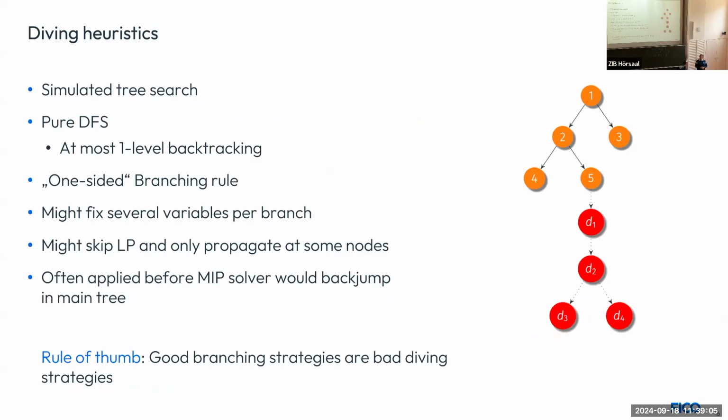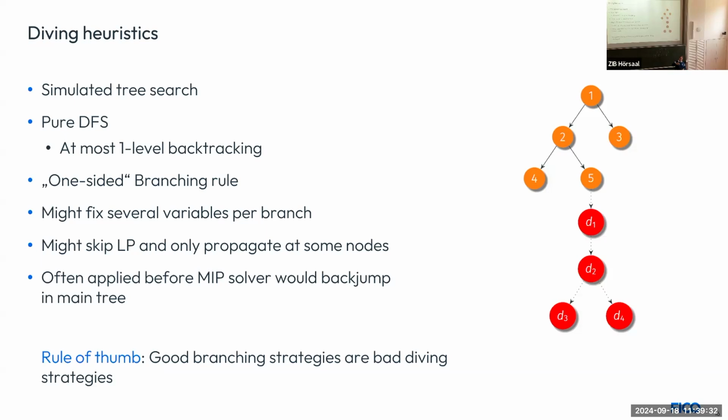I already mentioned the general idea. They simulate a dive in your branch and bound tree. So you do exactly what you would do there. You solve the IP relaxation, fix a variable, go down one side, resolve the IP, fix a variable, go down somewhere, maybe propagate in between until you hit the bottom and are either infeasible or found a feasible solution.